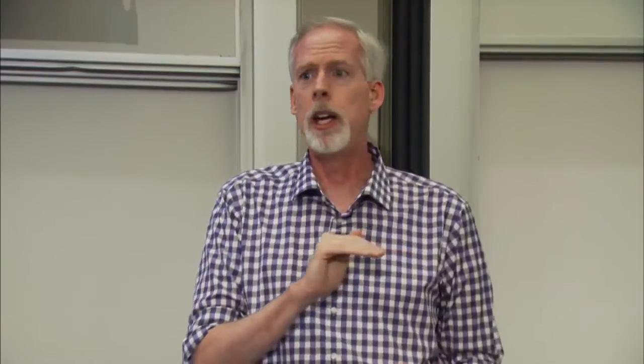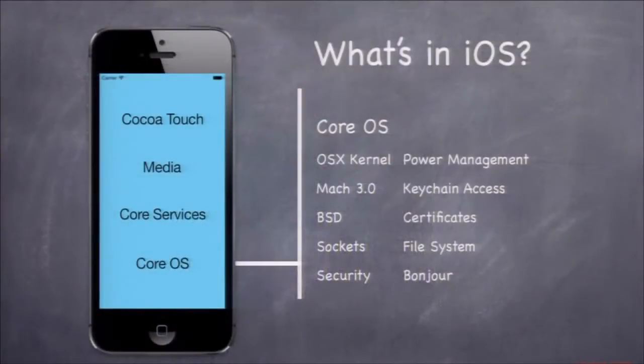So let's talk about what's in each of those layers, kind of skimming the surface of what's in those layers. At the Core OS layer, near the hardware, is a Unix kernel. Okay, this is a Unix operating system on this device. BSD-based Mach, and so you get everything you get with Unix. You're getting sockets, and you're getting file system permissions, and all that stuff.